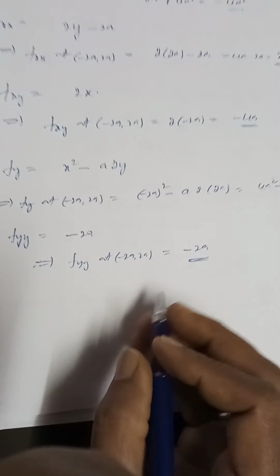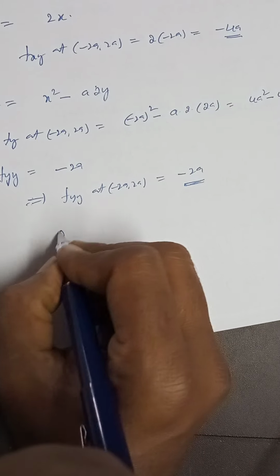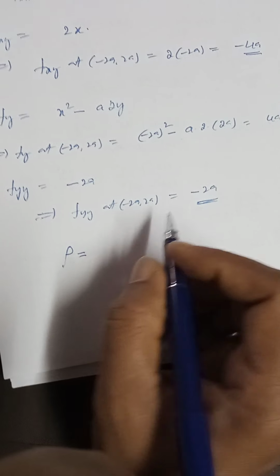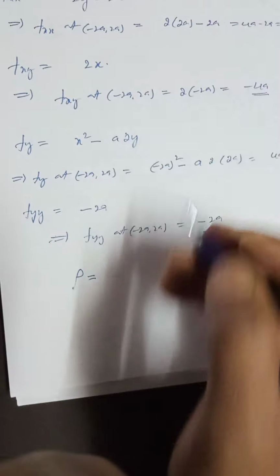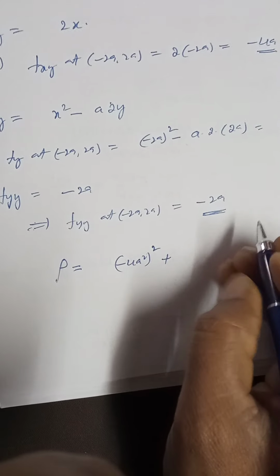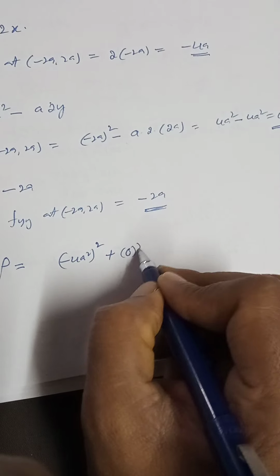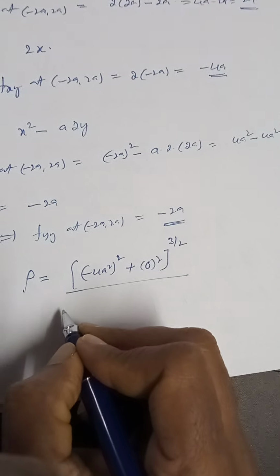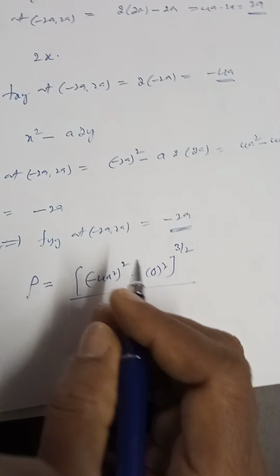Now simply substitute these values in the radius of curvature formula. Rho is equal to, what is fx? Fx is what? Minus 4a square, minus 4a square whole square, plus what is fy? Fy value is 0, 0 whole square, whole to the power of 3 by 2, by, now what is that formula? fxx into fy square, no? Right.